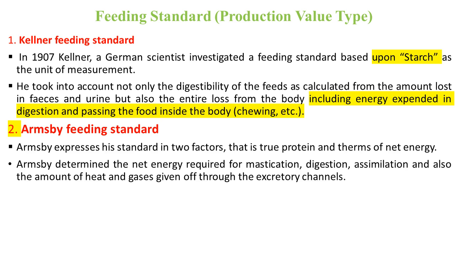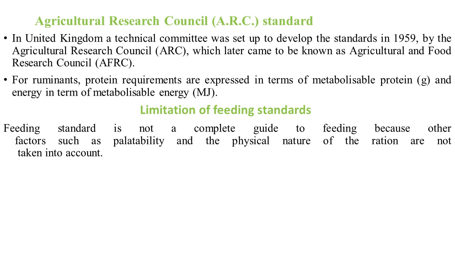Agricultural Research Council, ARC, standard. In United Kingdom, a technical committee was set up to develop the standards in 1959 by the Agricultural Research Council, ARC, which later came to be known as Agricultural and Food Research Council, AFRC. For ruminants, protein requirements are expressed in terms of metabolizable protein, g, and energy in terms of metabolizable energy, MJ. Limitation of feeding standards. Feeding standard is not a complete guide to feeding because other factors such as palatability and the physical nature of the ration are not taken into account.